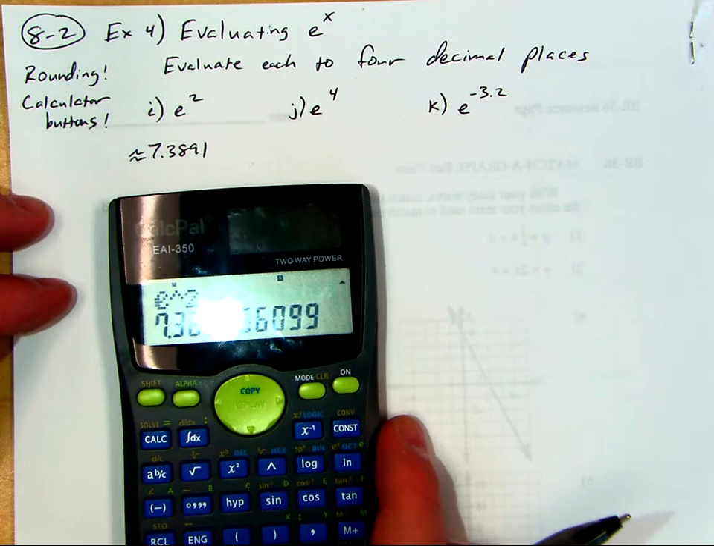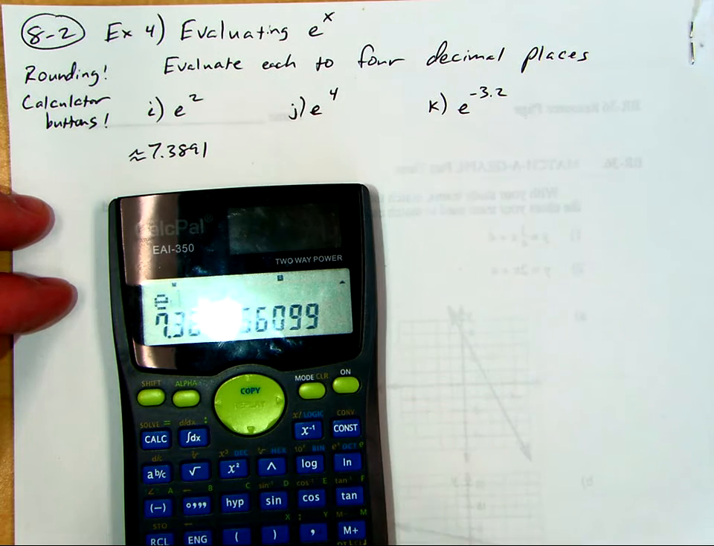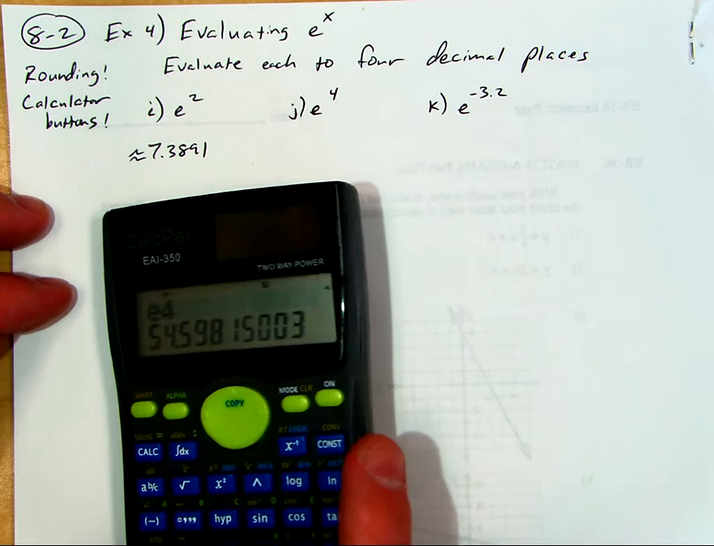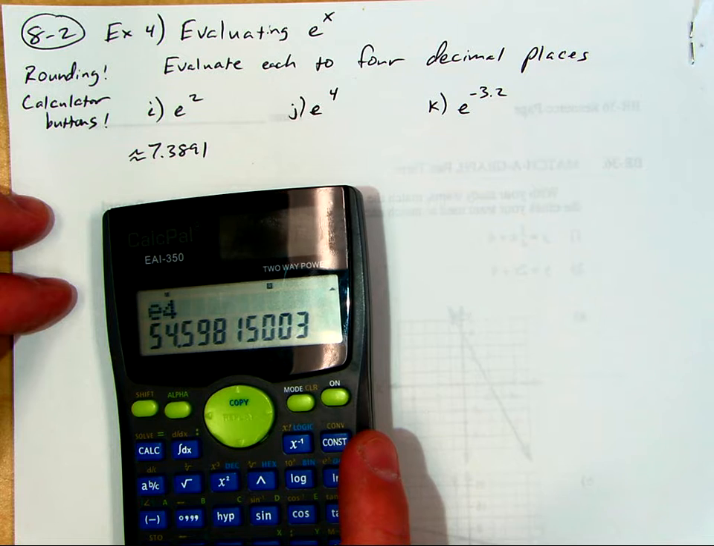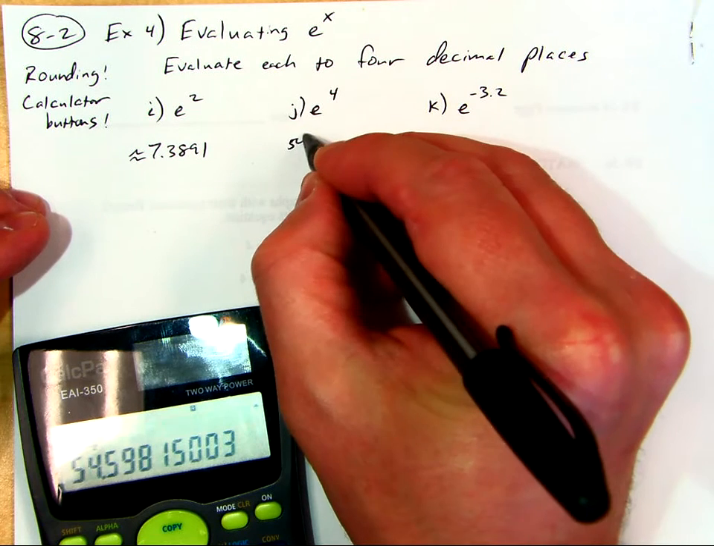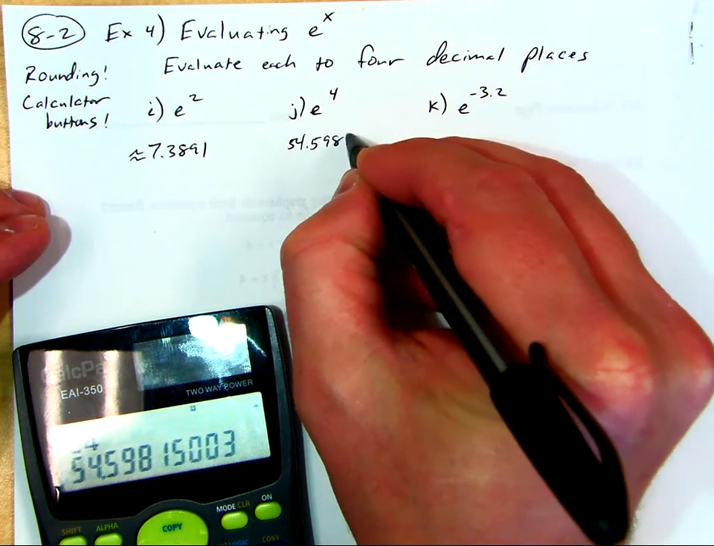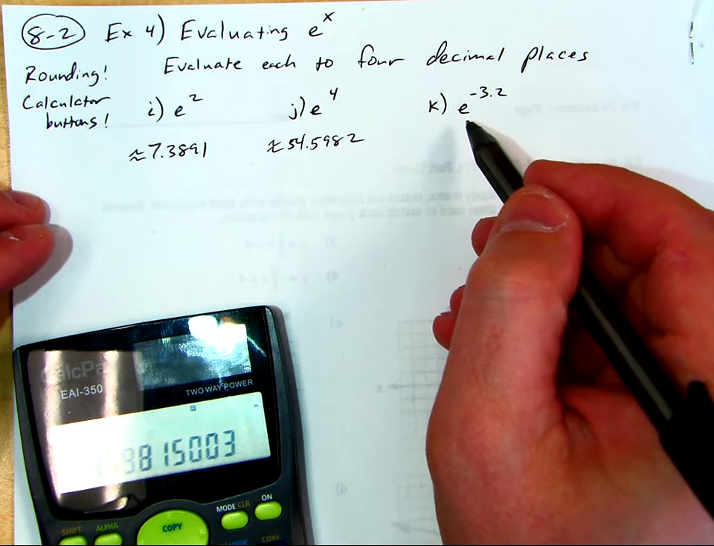Okay, let's finish up the rest of these. Let's take e to the 4th power. So shift e to the 4th. That's going to be 54.5982 because we're rounding. 54.5982 approximately.